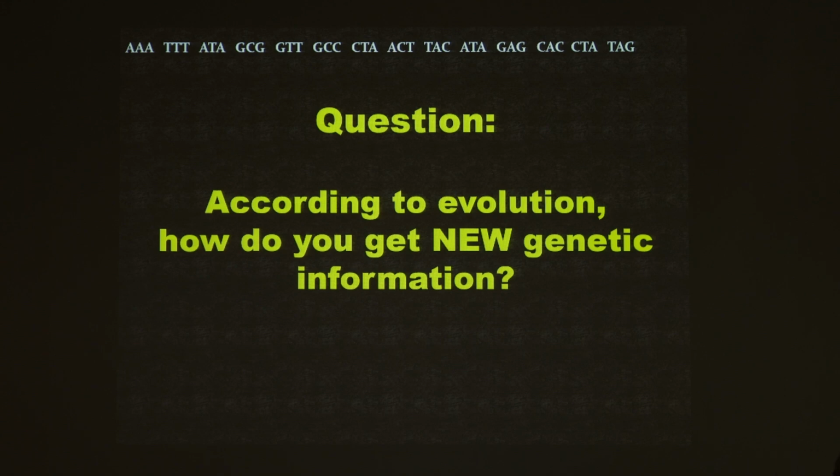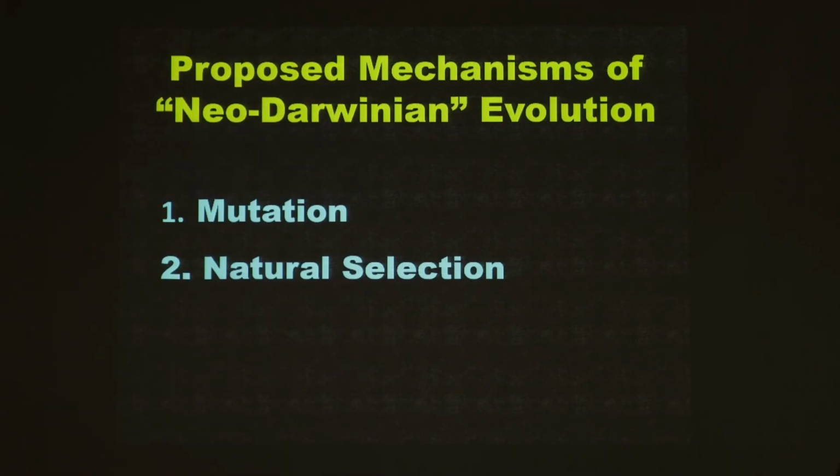And what is the way in which new genetic information is supposedly added to creatures? Well, the idea is that it's mutation and natural selection, that those are the driving forces, you've probably heard them before, for producing change that eventually leads to a new type of creature. Well, let's look at mutation.